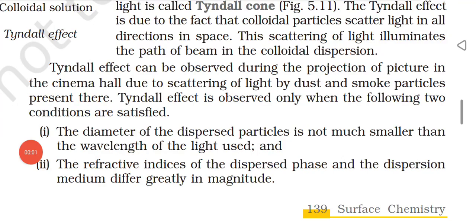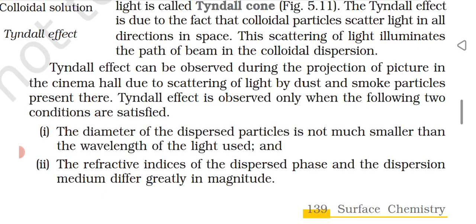The scattering of light illuminates the path of the beam in the colloidal dispersion. The Tyndall effect can be observed during the projection of a picture in the cinema hall due to the scattering of light by dust and smoke particles present there. The Tyndall effect is observed only when the following two conditions are satisfied.